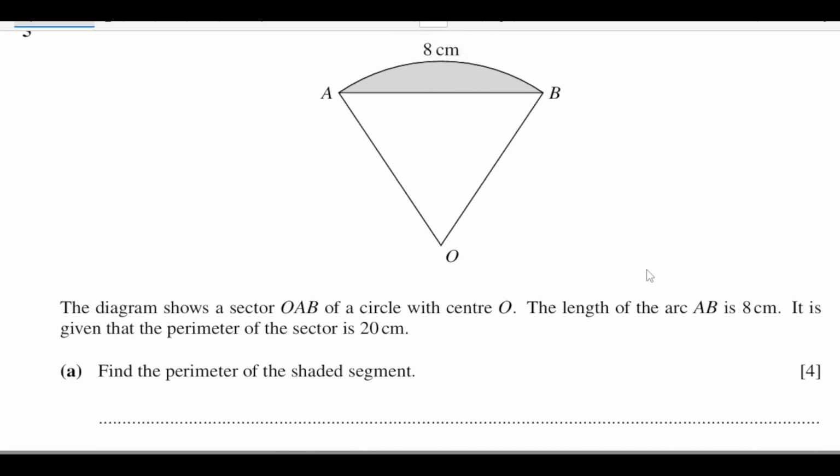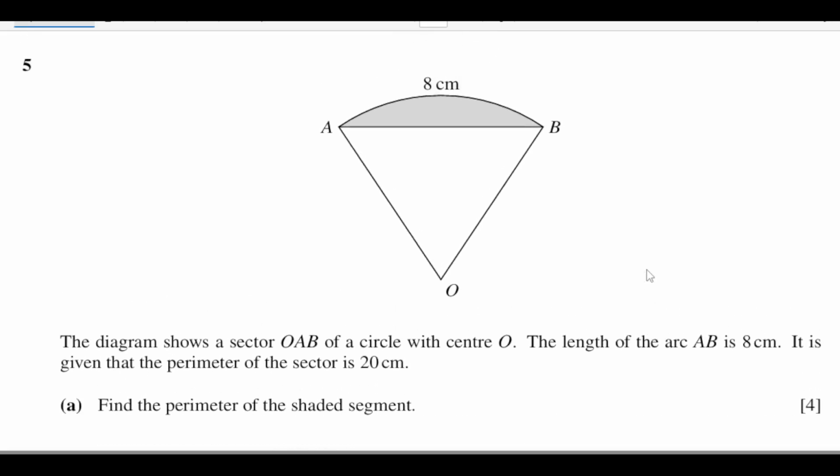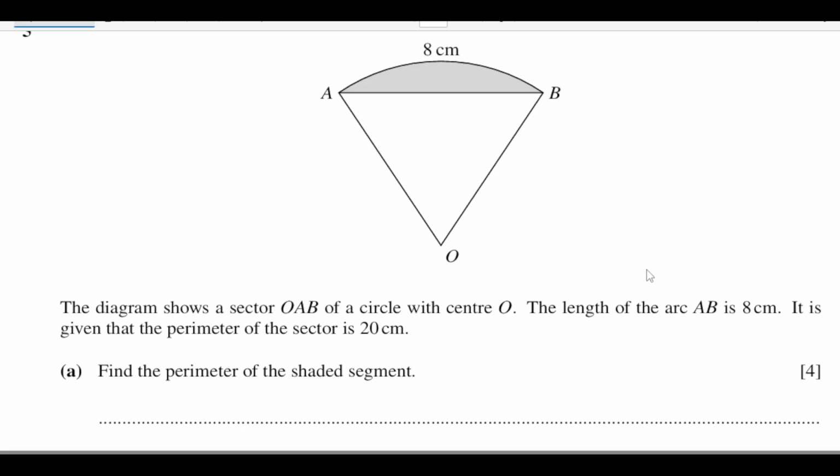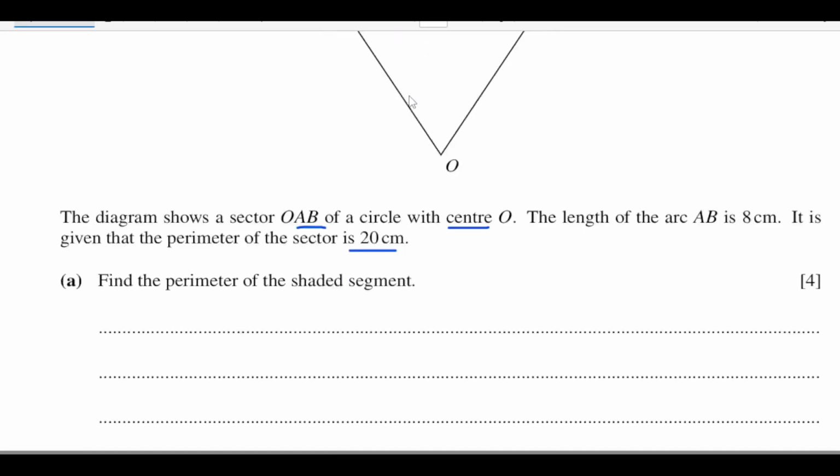So now number 5 we have here. The diagram shows the sector OAB of a circle with center O. The length of the arc AB is 8 centimeters. It is given that the perimeter of the sector is 20 centimeters. Find the perimeter of the shaded segment. So we are actually looking for this length AB and this arc length. We have to find out the length of AB, right?